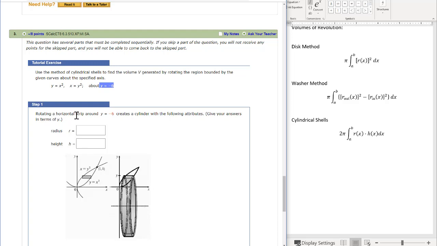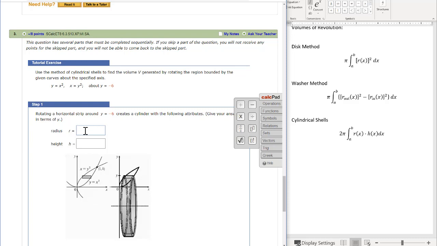And then it says rotating the horizontal strip around. This is the horizontal strip being rotated around y is equal to negative 6 creates a cylinder with the following attributes. So the radius is from the axis of rotation, which is y is equal to negative 6, to this value. This is a y value. So this is a y value minus the placement of this, which is negative 6. So technically I'd like to think of that as y minus negative 6.